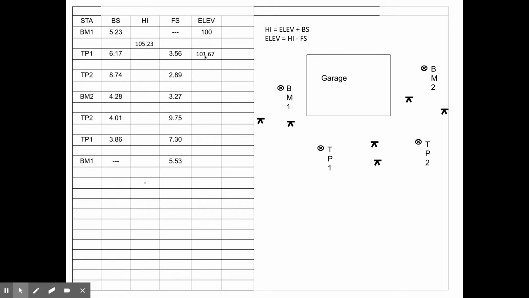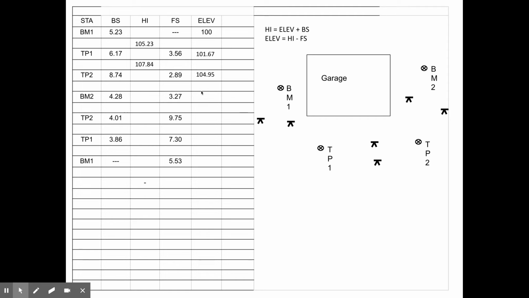All right, so now we've moved our instrument, so we need a new instrument height. So we take 101.67 plus 6.7. That gives us a new instrument height of 107.84, and that's what the instrument height was here. Okay, so from this, we simply subtract. Okay, so 107.84 minus 2.89, and that'll give us the elevation at turning point 2. That elevation works out to be 104.95. So this is about 5 feet higher than over here.